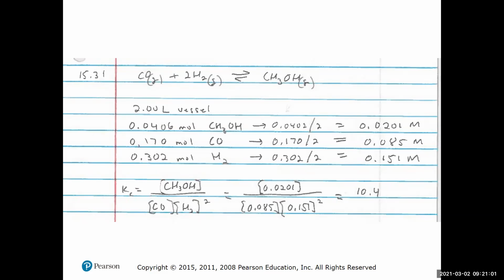Because remember, we said when we write these equilibrium expressions, it's molar, so moles per liter. So it's a 2-liter container, so we have to divide each of these by 2 to get the molar values. And if we do that, then the CH3OH is 0.0201, 0.085 for the CO, and 0.151 for the H2. So now we've got our concentrations in units of molarity. We've written our equilibrium expression correctly.